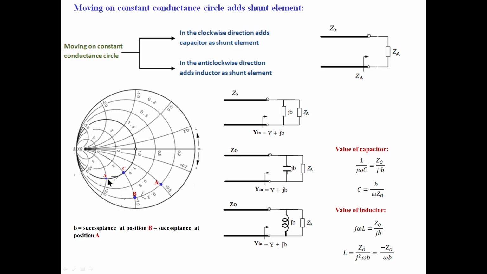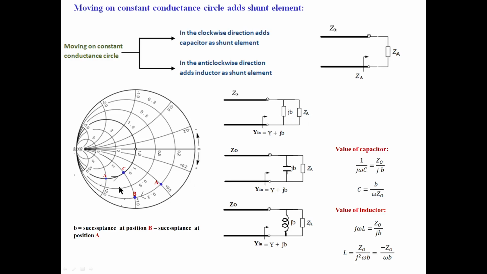If you move from the load on the conductance circle in the anti-clockwise direction, that adds a shunt element. In general, moving on a conductance circle adds a shunt element like this.